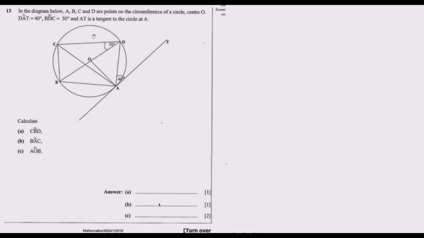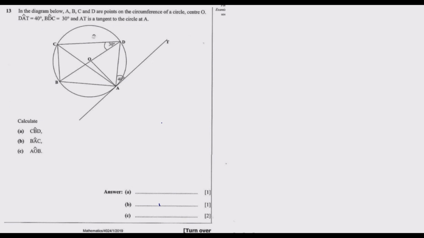So today's question is on Circle Theorem, and it comes from the 2019 Mathematics Paper 1. The question reads: in the diagram below, A, B, C, and D are points on the circumference of a circle, center O. Angle DAT equals 40 degrees, angle BDC equals 30 degrees, and AT is a tangent to the circle at A. Calculate angle CBD, then B, angle BAC, then C, angle AOB.